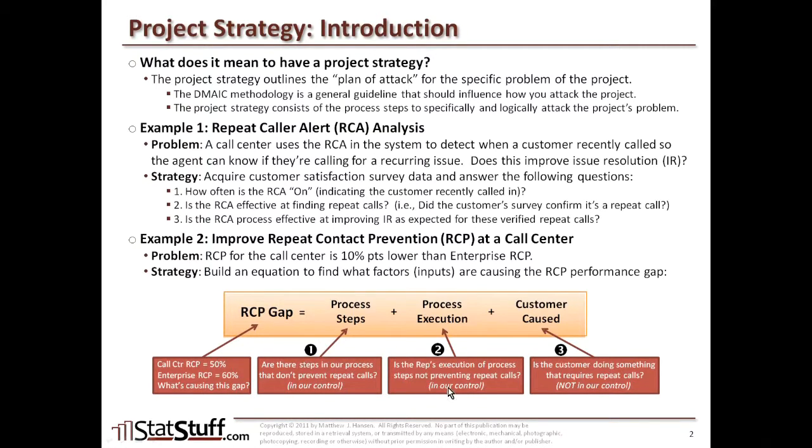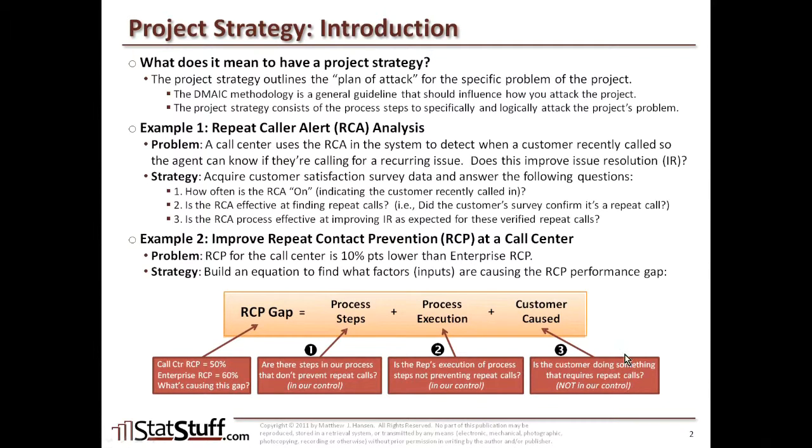Next, for the process execution, we basically said, maybe the process is okay, but maybe it's the rep themselves who are not doing an adequate job at following the steps, and by not following the steps, then again, they're not actually helping to prevent that repeat call. Again, that's something within our control because the agents or reps are the ones that are on the phone trying to follow the process that we defined for them.